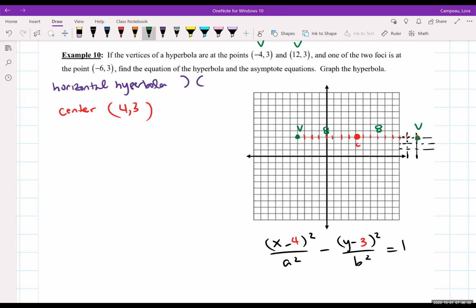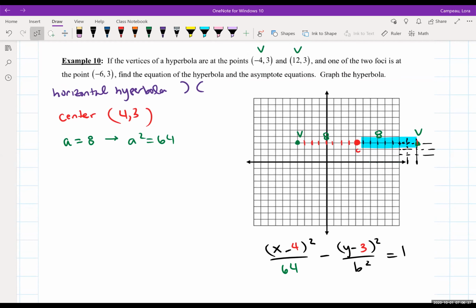We also talked a little bit about the distance. The distance from the center to the vertex gives you the a. So we figured out that a was 8, which right away gives us a squared equals 64. So let's erase the a squared and write the 64 in. Now I'm kind of stuck. They didn't give me what the box would look like, so I don't quite have b squared yet.